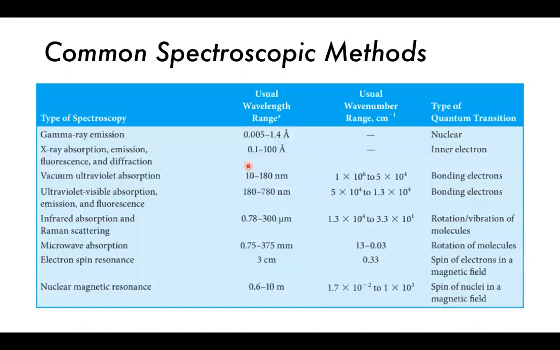So here are some different forms of spectroscopy, their usual wavelength range, their usual wave number range, and the type of quantum transition that corresponds to that type of spectroscopy. So gamma ray emission, X-ray absorption, emission, fluorescence, and diffraction. Gamma ray emission is not really used that much, but what you're most likely to encounter are things like X-ray, UV-vis especially, and infrared. To an extent, you might see NMR and ESR, depending on the applications.